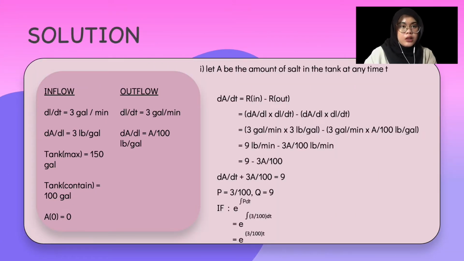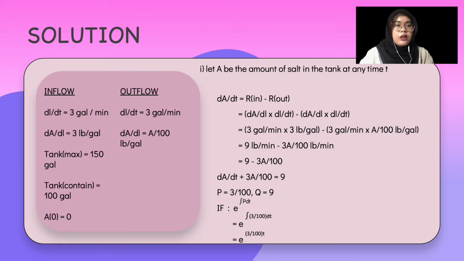Assalamualaikum warahmatullahi wabarakatuh. My name is Nurul Jafni, and in this slide we will discuss the problem statement that I have been given, which is question 1 and question 2. So first we have to find the inflow and the outflow. For the inflow, dL/dt is given, which is 3 gallons per minute, and dA/dL is 3 lb per gallon. It is also given that the maximum of the tank is 150 gallons, but the tank only contains 100 gallons of raw water. For the outflow, dL/dt is 3 gallons per minute, and dA/dL is A over 100 lb per gallon.